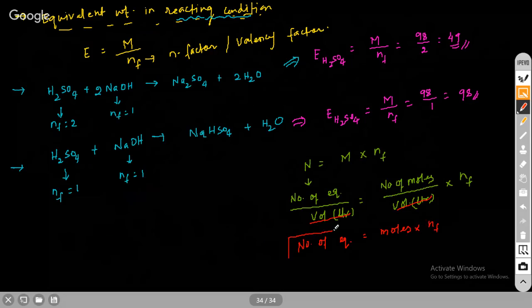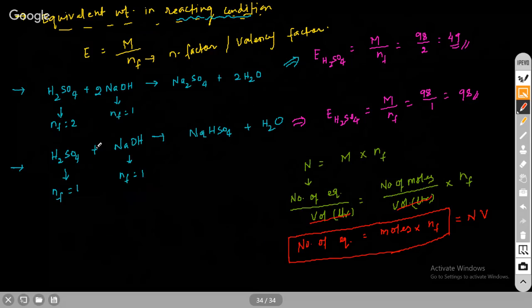So there are two different formulas we have now to calculate the number of equivalents. One is, number of equivalents is equal to normality into volume. If normality and volume are not given and moles is given, then with moles also we can find out the number of equivalents, that is number of moles into its N factor, right? Understood? So this is one formula.